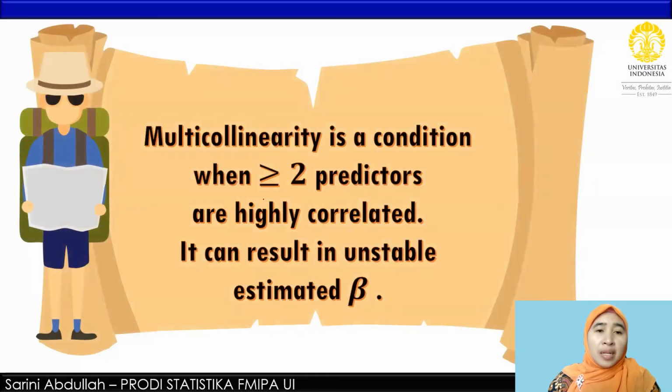So in conclusion, we may sum up with the statement that multicollinearity is a condition when two or more predictors are highly correlated in a linear model. And this might result in unstable estimated beta parameters.